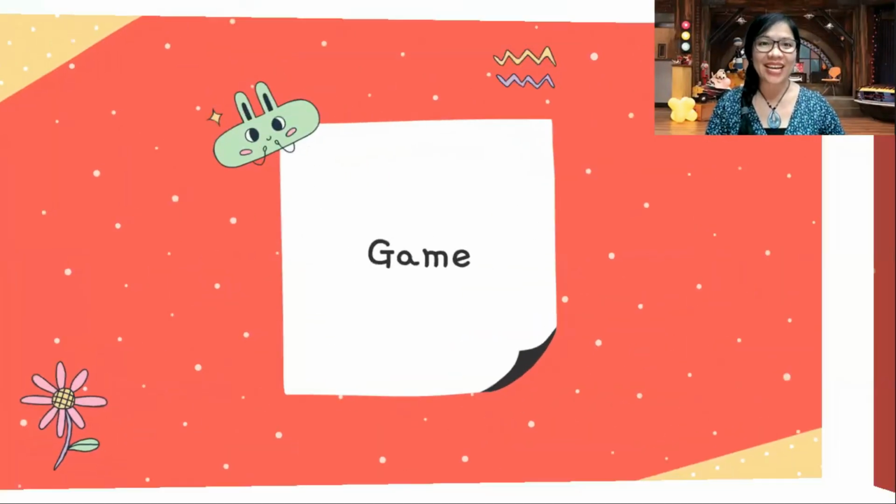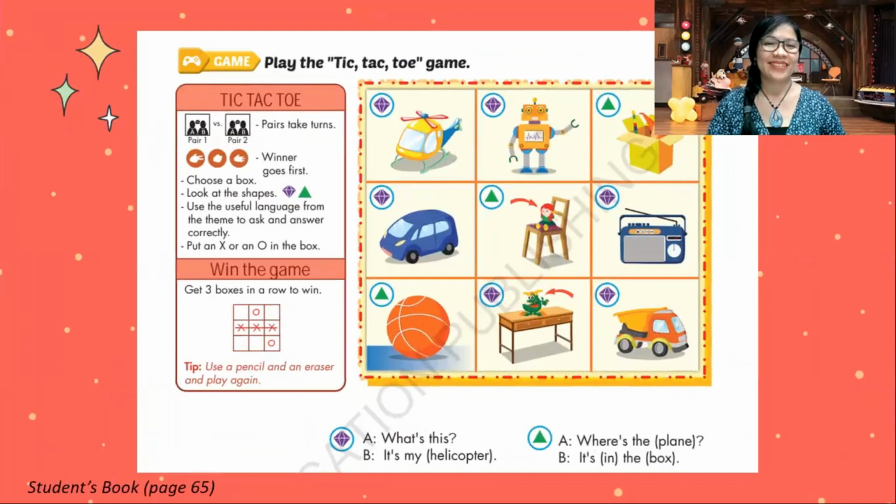It's game time! We are going to play the tic-tac-toe game on page 65 of your student's book. Pairs take turns. Winner goes first. Choose a box. Okay, I'll choose the one in the middle. Look at the shapes. The shape is triangle. Use the useful language from the theme to ask and answer correctly.